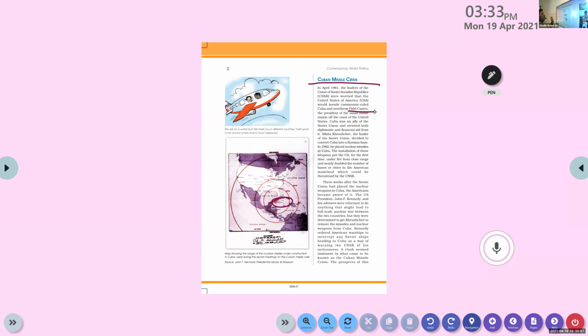Okay, the president of a small island nation. Who is Fidel Castro? The president of that small island nation. What is the name of that island nation? It is Cuba. Clear? Cuba was an ally of the Soviet Union. Ally means keeping a friendship or a link with. That's what an ally is. Clear? Ally of the Soviet Union and received both diplomatic and financial aid from it.